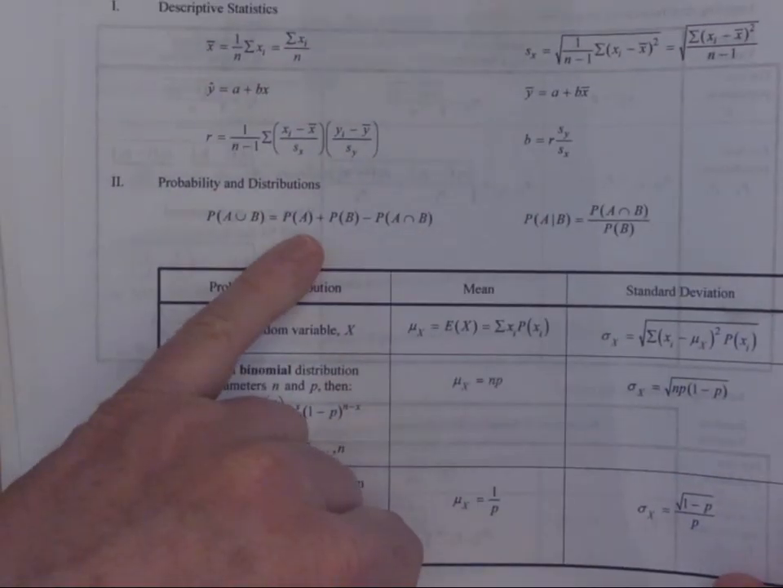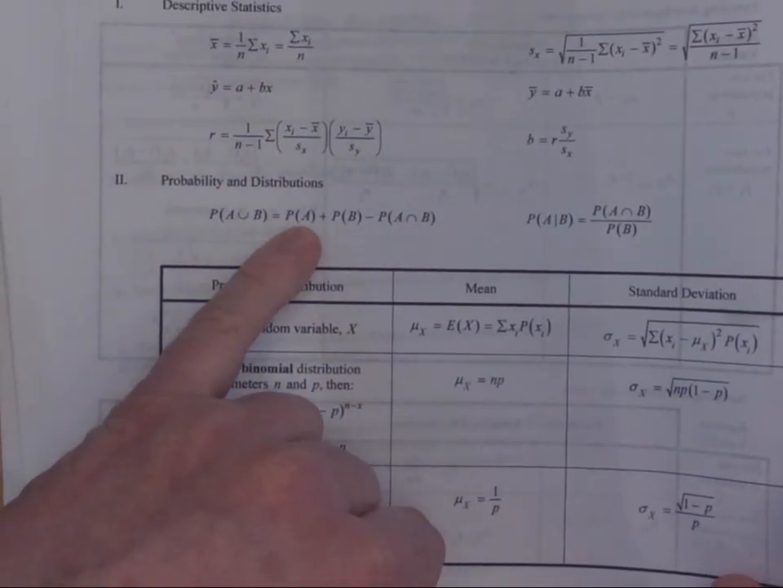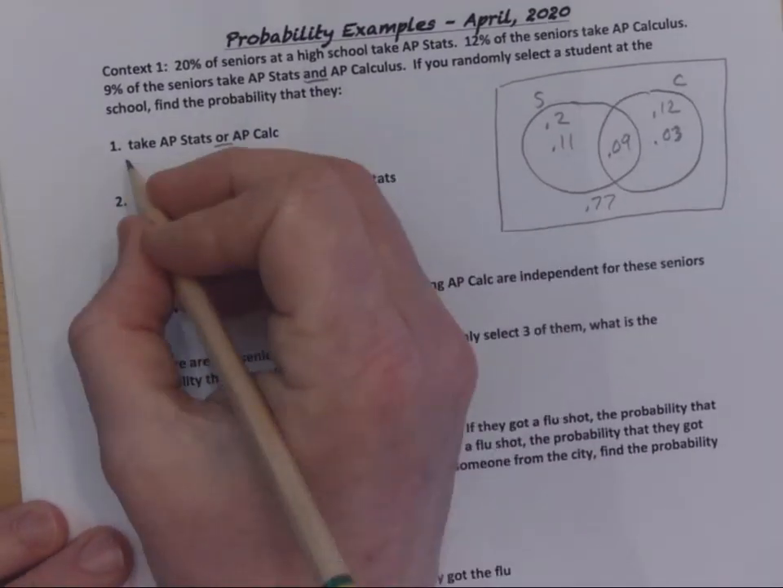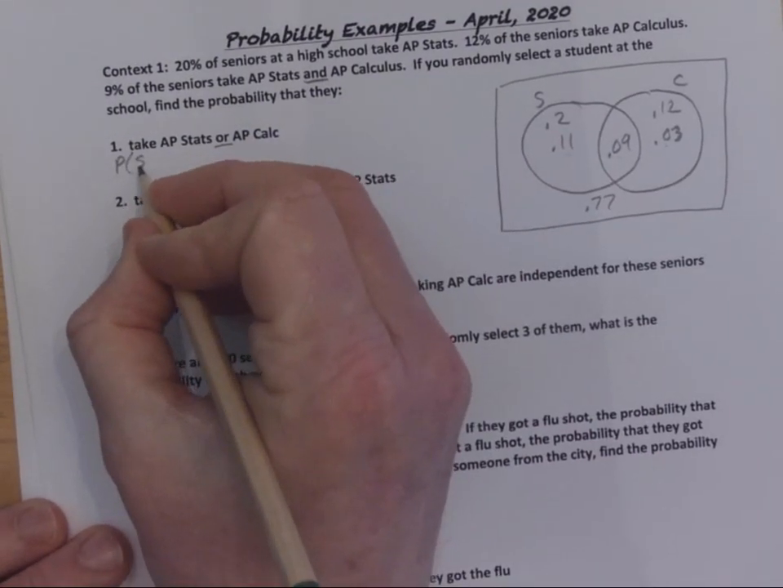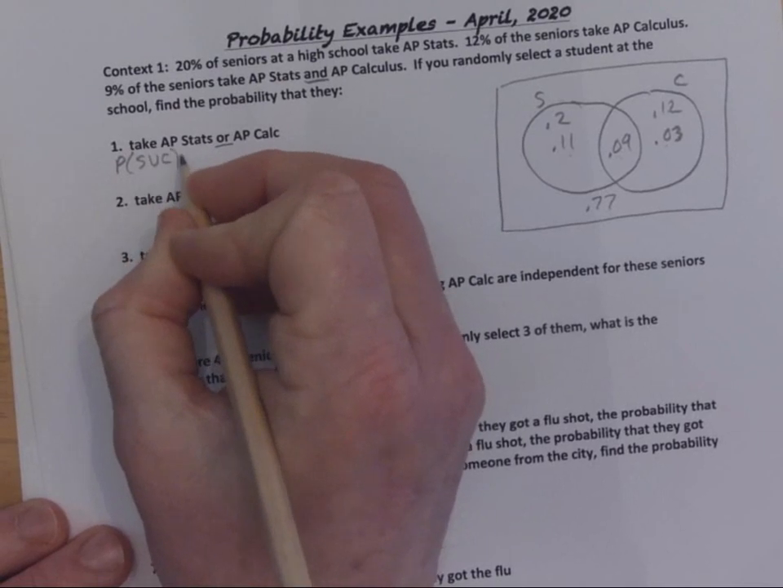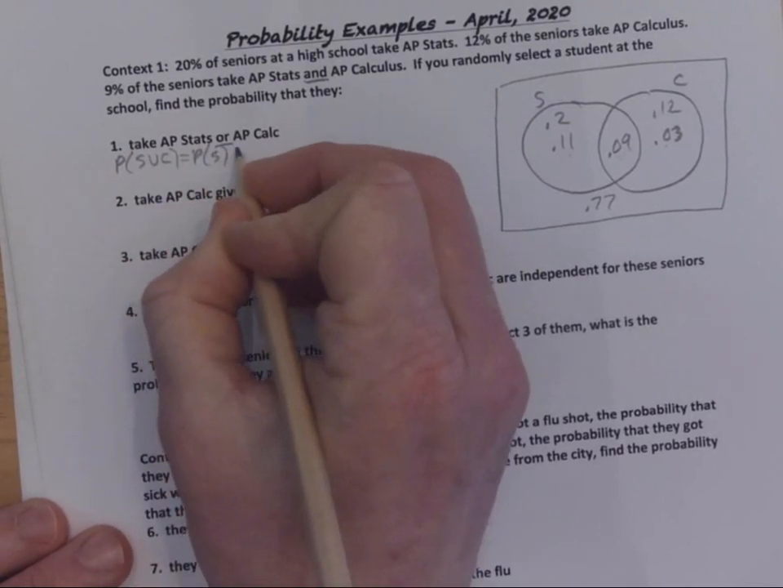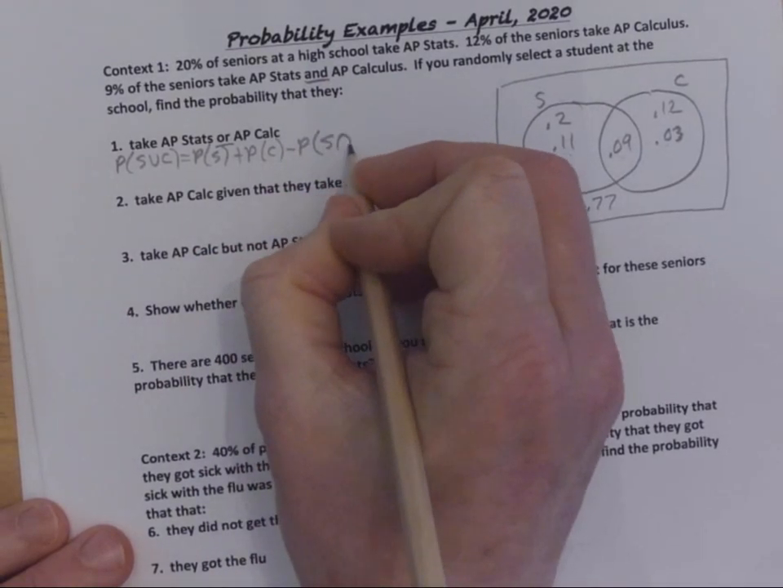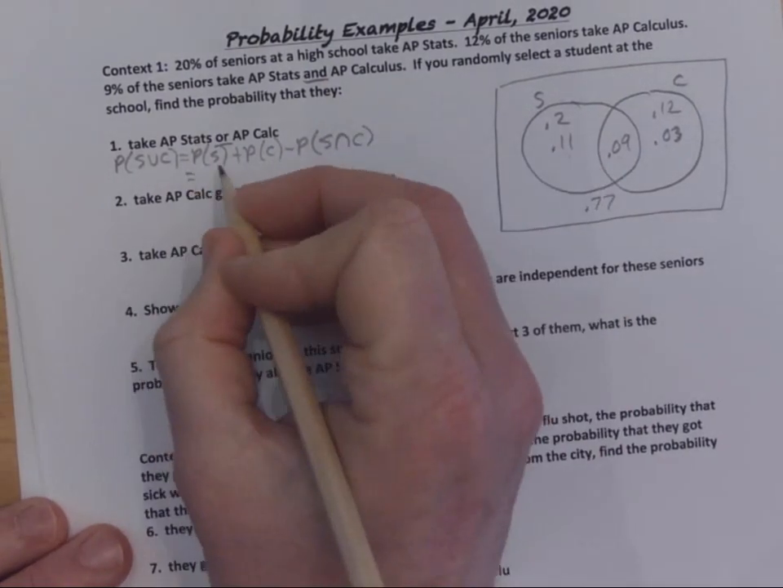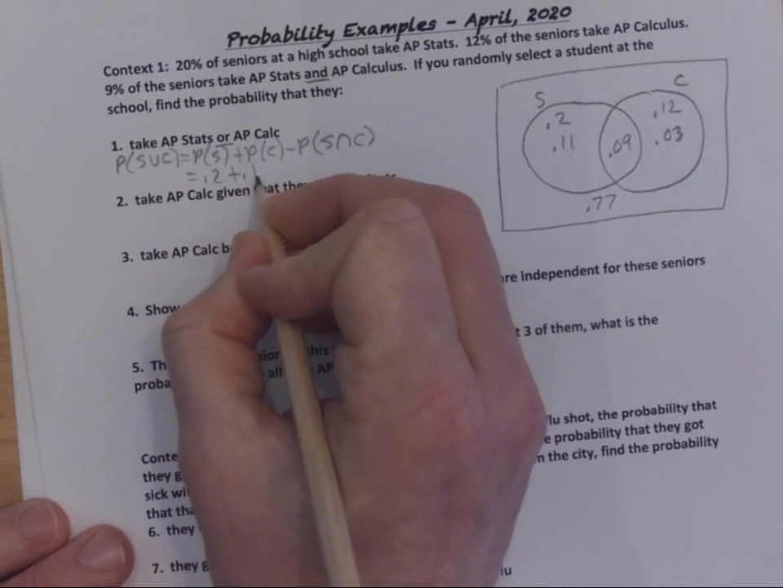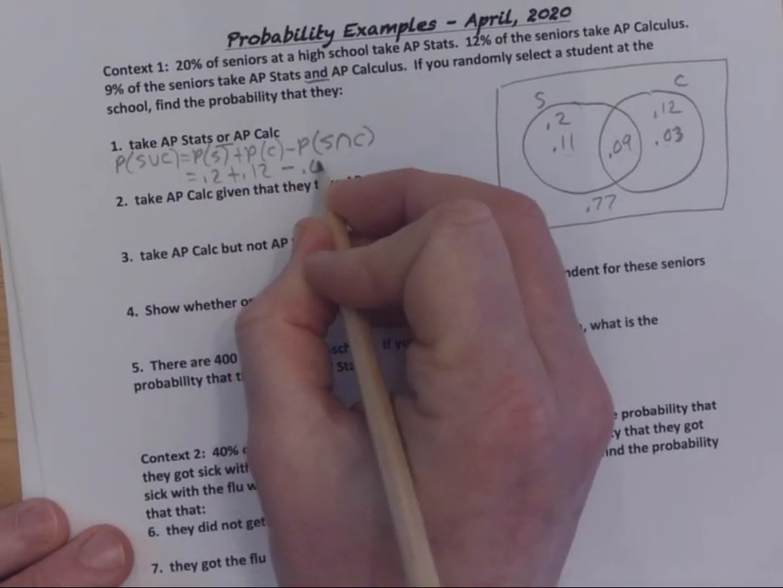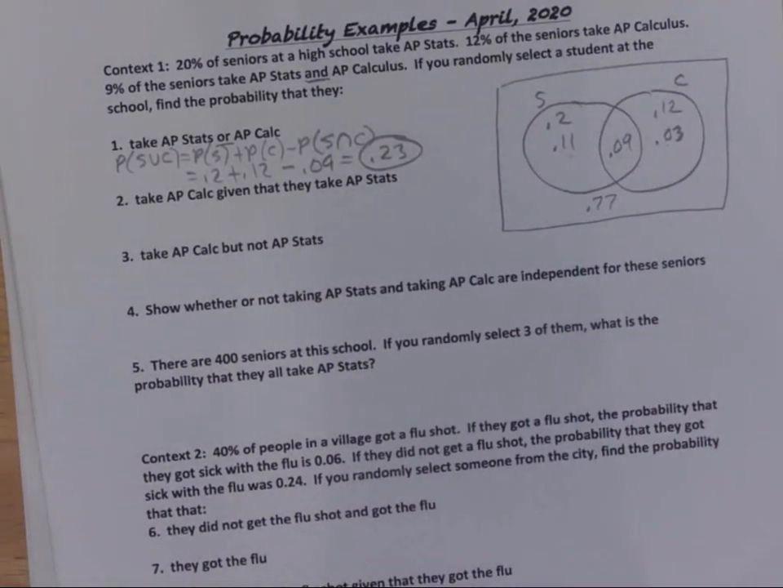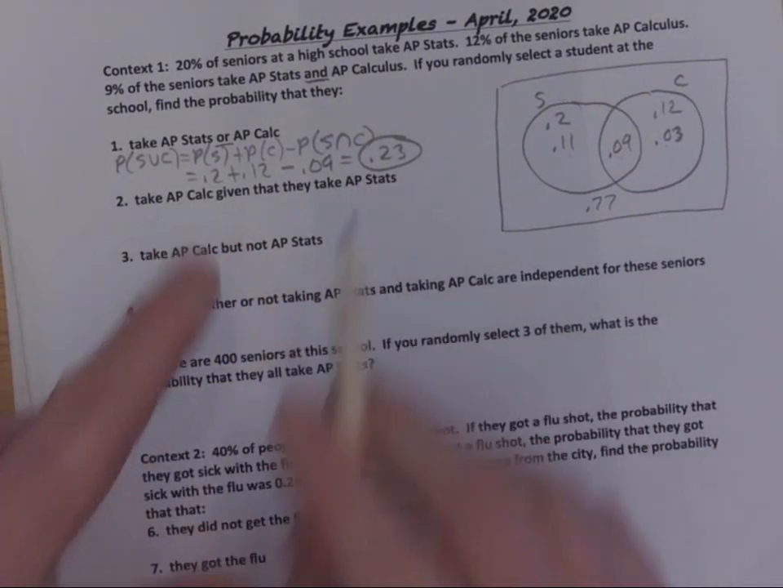addition rule right there. And so it'd be probability of one plus the probability of the other minus probability of both. So in this case, the little formula would be, the probability of stats or calculus is the probability of stats plus the probability of calculus minus the probability of stats and calculus. And so that in this case would be 0.2 plus 0.12 minus 0.09, and that's equal to 0.23. But showing the Venn diagram would be considered showing your work, but that's showing the work with the formula.